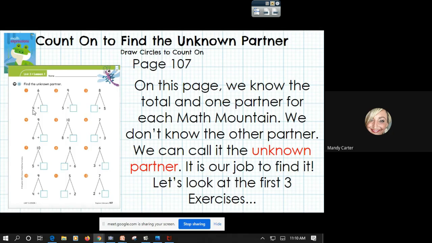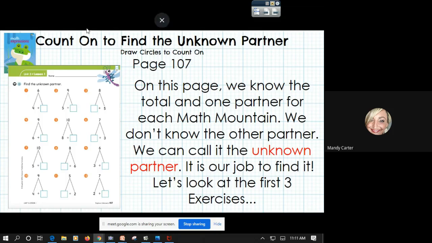You can say the big number, count up to 6. You can say 4 and then draw the circles to get to 6. Either way you do it is fine, as long as you can self-check and check your work by adding these two numbers. So whatever number you put in this box, when you put 4 and that number together, it has to give you a total of 6. It can't be 5 and it can't be 7. It has to be 6.